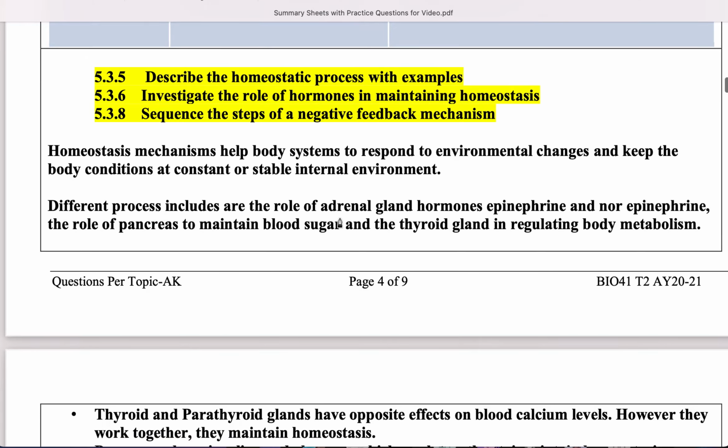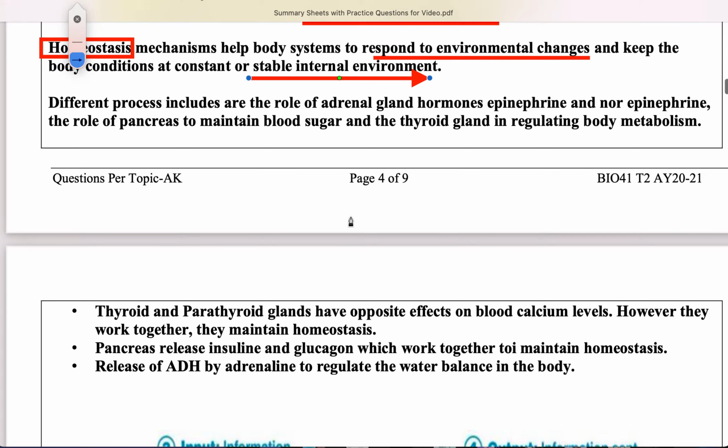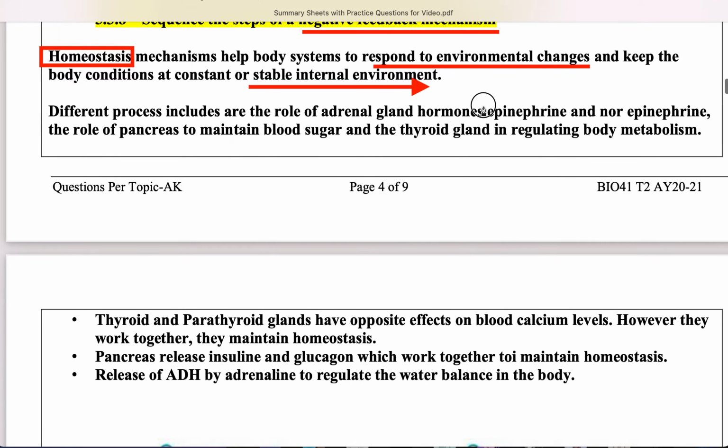Next KPI, boys: describe the homeostasis process with examples, investigate the role of hormones in maintaining homeostasis, and sequence the steps of the negative feedback mechanism. First of all, homeostasis is a mechanism that controls your internal body conditions in response to changes in the environment. So they maintain the internal body conditions at a stable level. There are different glands which are involved in regulating this.